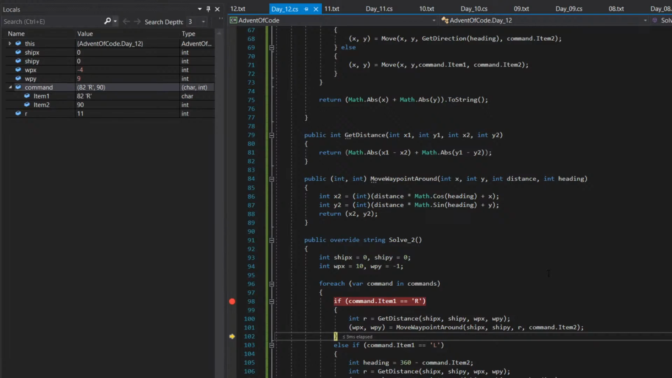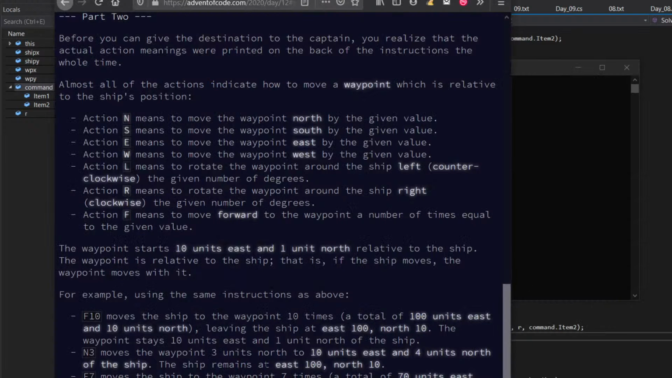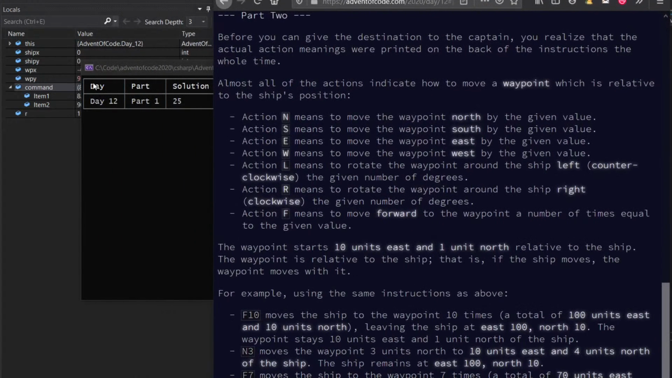And we're moving the waypoint to -4 and 9. Moving it to 4 units east and 10 units south of the ship. So the ship is at 0, 0. 4 units east and 10 units south of the ship. So yeah, actually this is working.